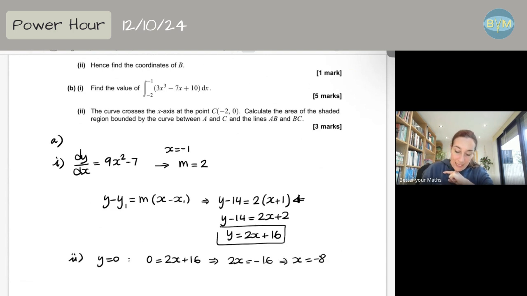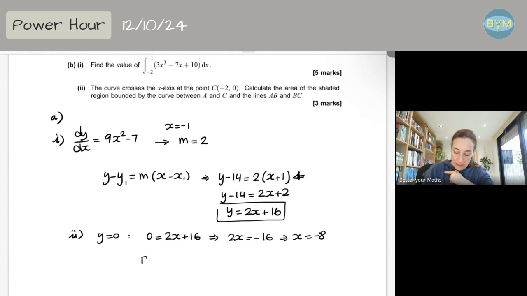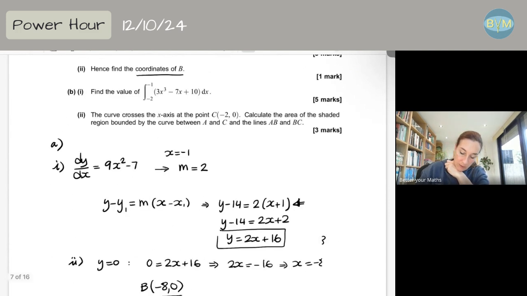Yeah, they ask me the coordinates. So please don't just find the x, write the coordinates. So the coordinates are going to be (-8, 0). Yeah, so write the answers properly just in case, because some questions won't be picky on how you write the answer, some others will. Yeah, so those are the coordinates of B. So we know this point is -8.